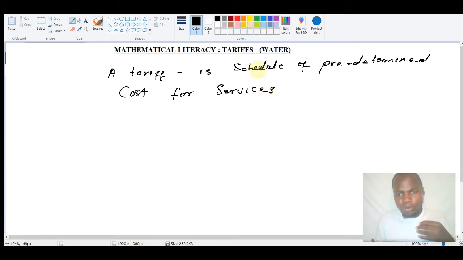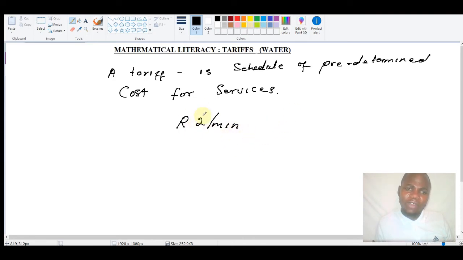Let's look at another tariff. Even your cell phone data bundles will have a cost, maybe 1 rand per megabyte. That is a tariff, right? Or when you are calling, they will tell you that you pay maybe 2 rand per minute. This is a tariff, 2 rand per minute. That means if you are speaking for 2 minutes, you will pay 2 times 2, which is equal to 4 rand.